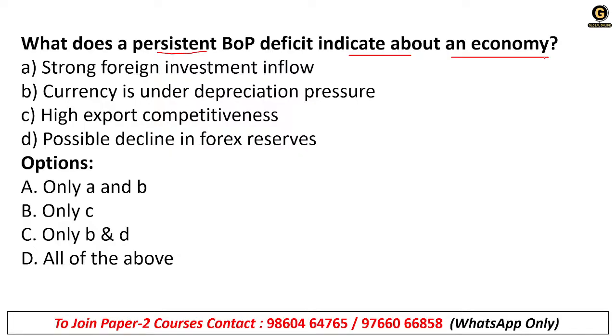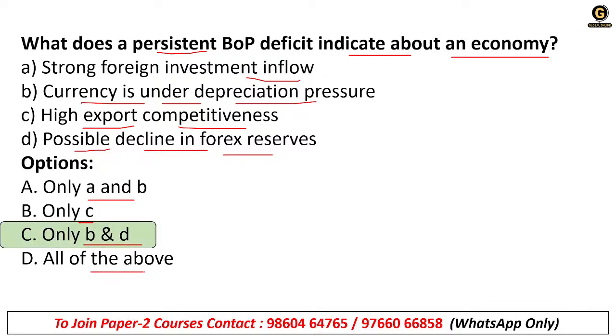First you need to understand what a persistent BOP deficit is. That means a consistent deficit in the BOP. So what does it mean? A, strong foreign investment inflow. B, currency is under depreciation pressure. C, high export competitiveness. Or D, possible decline in forex reserves. Options: only A and B, C, B and D, or all of the above. So the correct answer is option C. That means B and D.